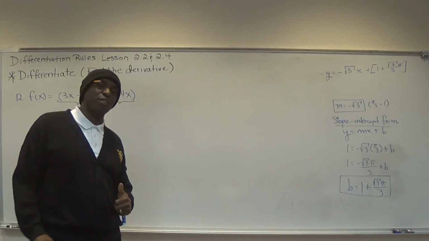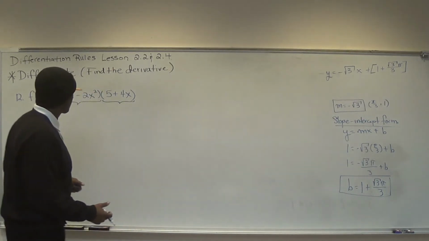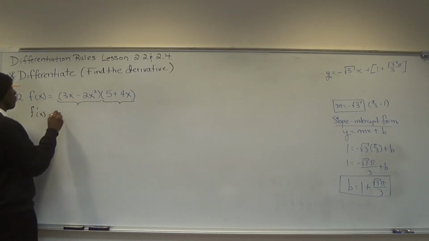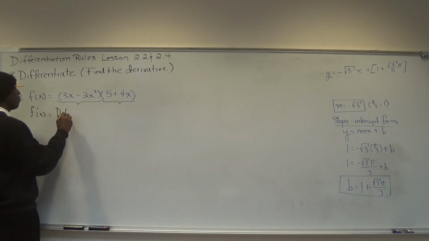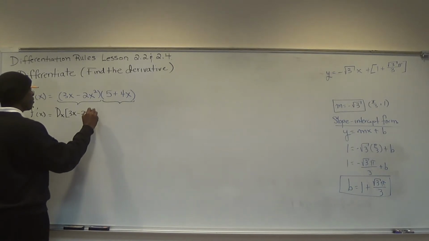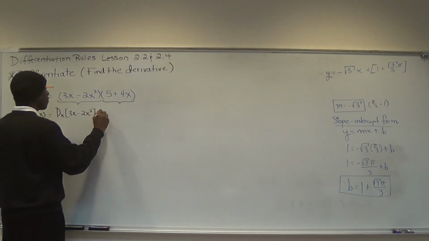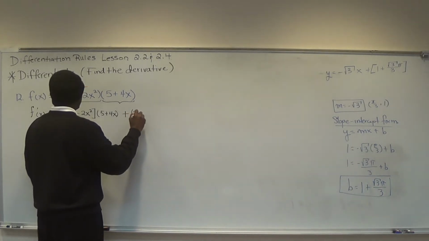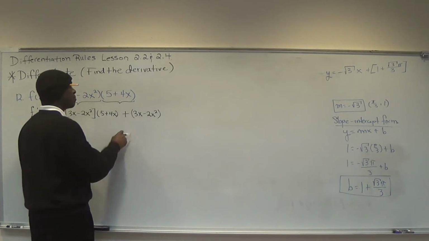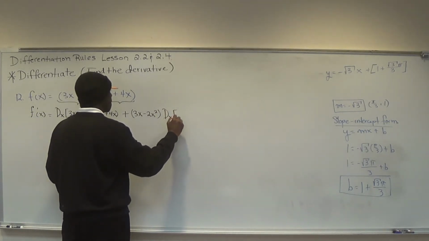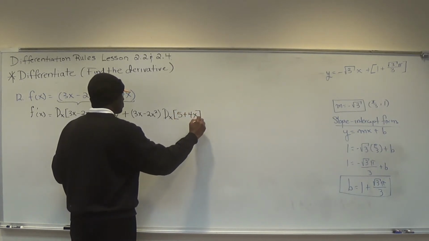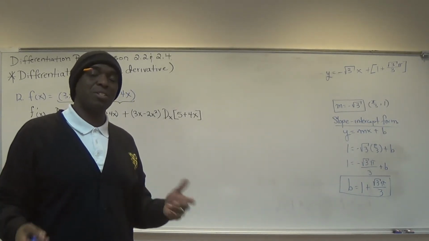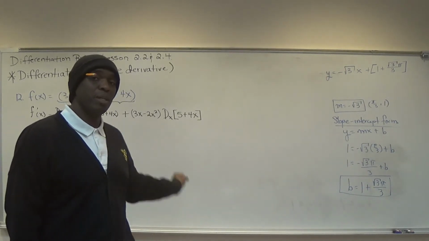So in order to find the derivative, we have to use the product rule. The product rule states that f prime of x is the derivative of the first, the derivative of 3x minus 2x squared, times the second, 5 plus 4x, plus the first factor itself, 3x minus 2x squared, times the derivative of the second, 5 plus 4x. Now, it really doesn't matter which factor you differentiate first, the first one or the second. It doesn't matter because, in essence, we're multiplying, and multiplication is commutative.